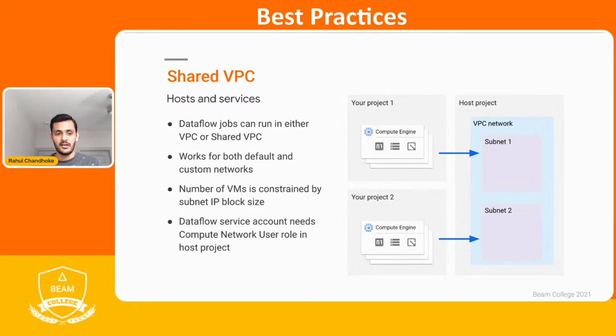Another thing is that the number of VMs that you can provision often depends on the IP block size of the subnetwork that you're using. So you want to make sure that the network you use has a large enough IP block so that you can have enough VMs spun up, or so that your pipeline can autoscale to as many VMs as it needs, or as set by the max number of workers. This is another key practice. Making sure that you have the right permissions and keeping in mind the IP block size of the network is really important to make sure that your Beam pipeline can run smoothly.